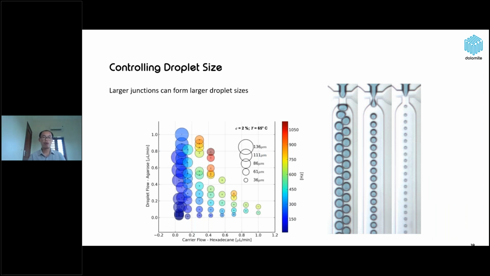For controlling droplet size, we have two ways. The first way is using different chip junction sizes. With a larger junction size, we can form larger droplets, and with a smaller chip junction size, we can form smaller droplets.